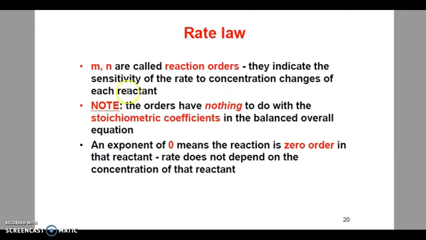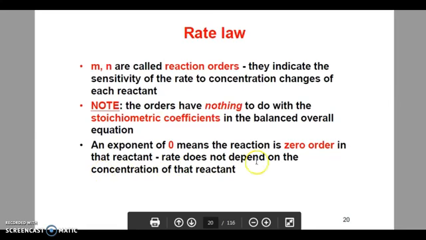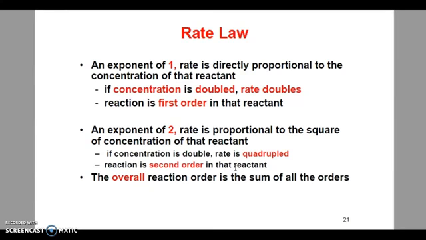Rate law. M and N are called reaction orders. They indicate the sensitivity of rate to concentration changes of each reactant. An exponent of 0 means the reaction is 0 order in that reactant; rate does not depend on the concentration of that reactant.